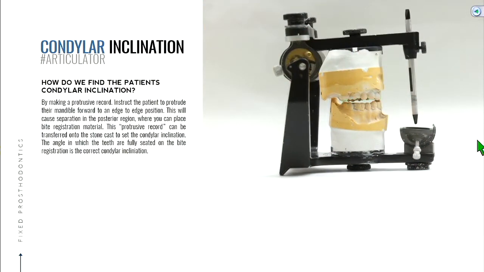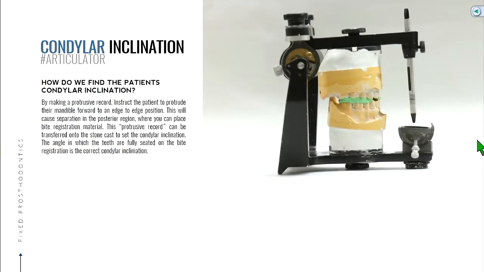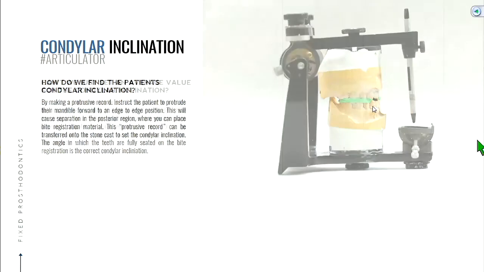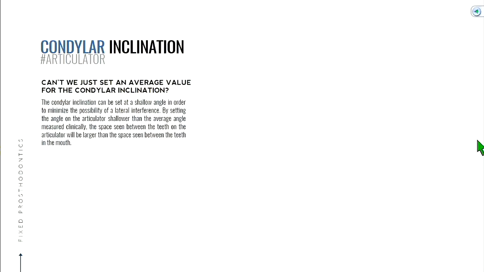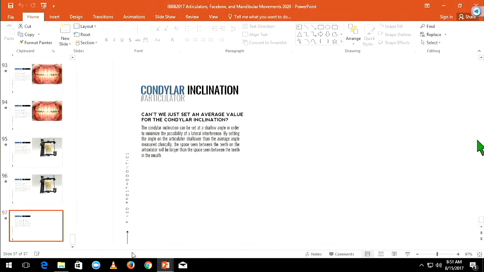When they slide their jaw forward, you're going to have some space between the teeth that you're going to fill with bite registration. And we showed the video of us putting the bite registration on the cast and manipulating the condylar inclination until it is fully seated. So that's the protrusive record. That's how you find the patient's actual inclination. Okay?